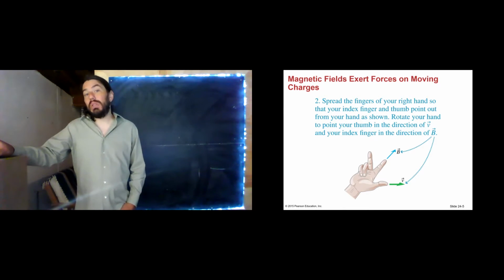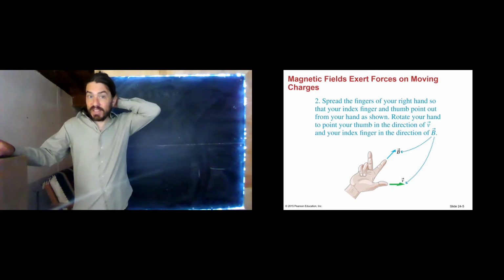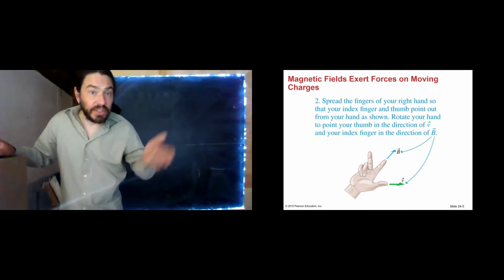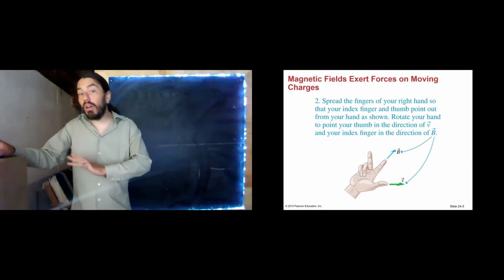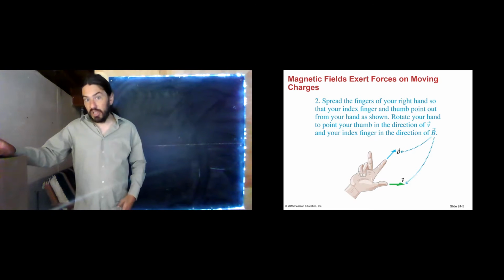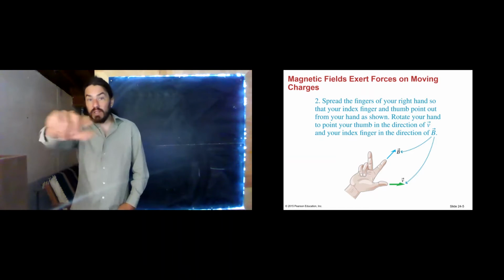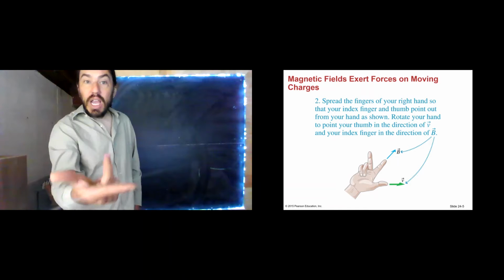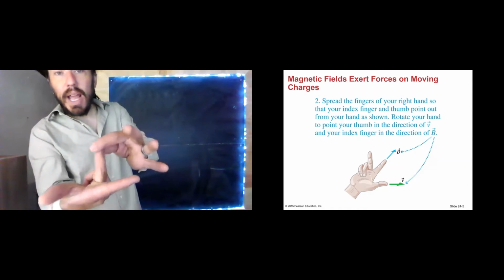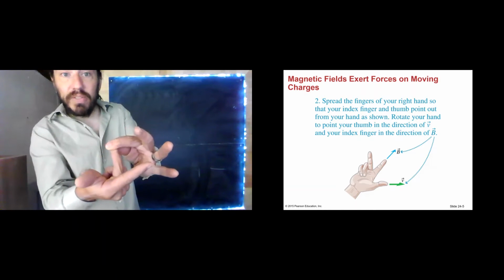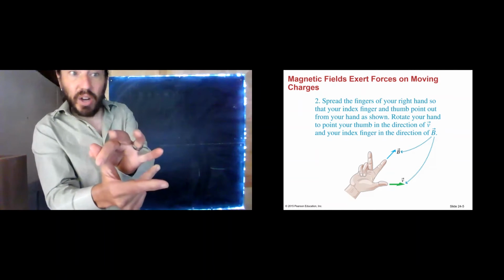Recall that right-hand rule number 1 helped us determine the direction, or the sense, of the magnetic field if we knew a current, right? So forces were not involved in right-hand rule number 1, but forces are involved in right-hand rule number 2. Right-hand rule number 2 works like this. We get our right hand out, and we make our three mutually perpendicular vectors by representing them with our middle finger, our pointer finger, and our thumb.